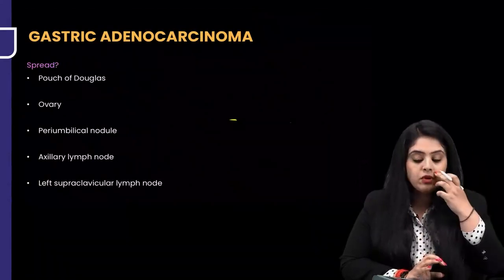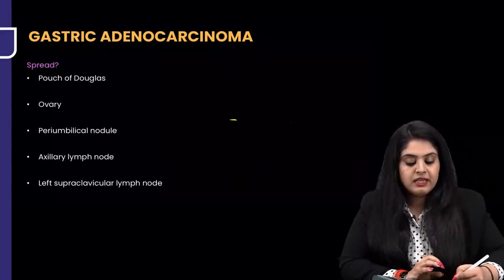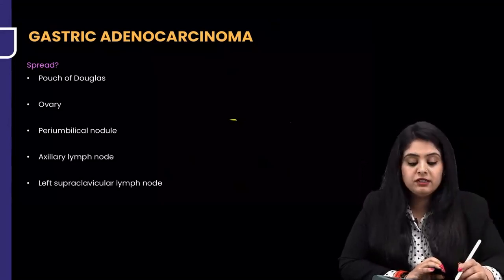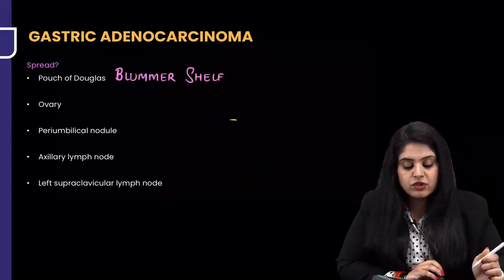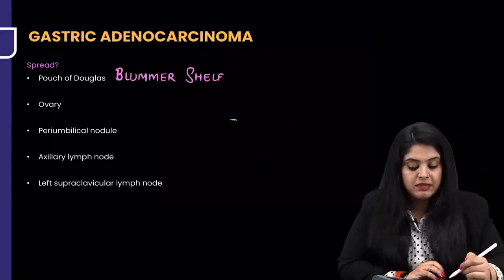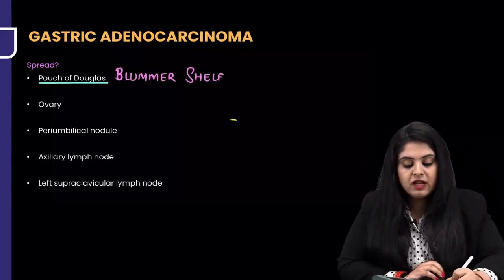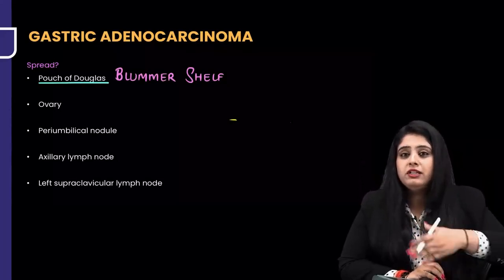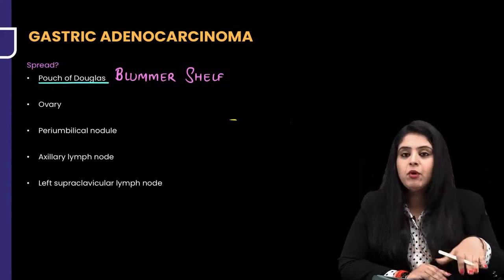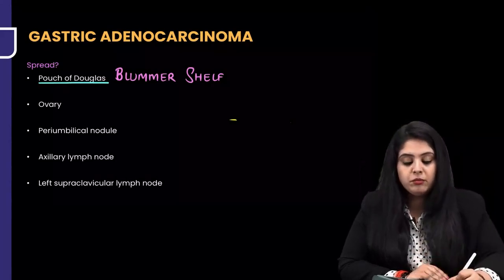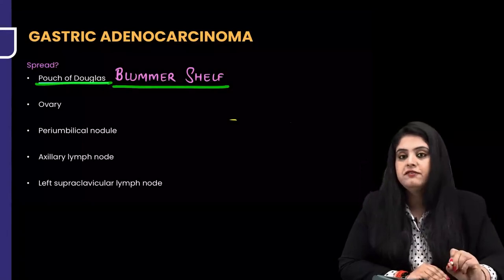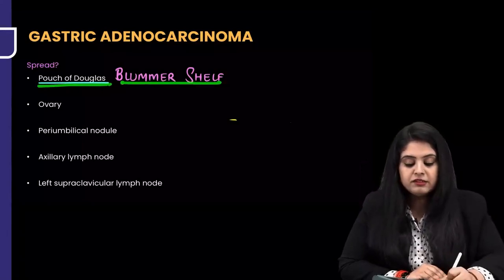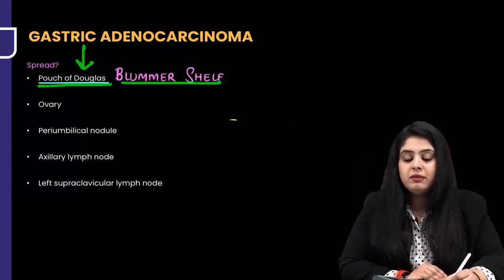So when they ask you about this gastric adenocarcinoma, if it goes to the pouch of Douglas, the rectouterine pouch, what is that situation known as? Blumer's shelf. Please note shelf. Where is the pouch of Douglas? Pouch of Douglas is at the bottom, like rectouterine, the bottom of your body. It's a shelf of your body. It's the bottom shelf of your body. So bottom shelf means Blumer's shelf. Okay? So if the gastric cancer goes to the pouch of Douglas, you call it Blumer's shelf.